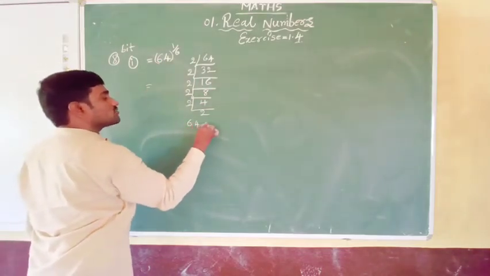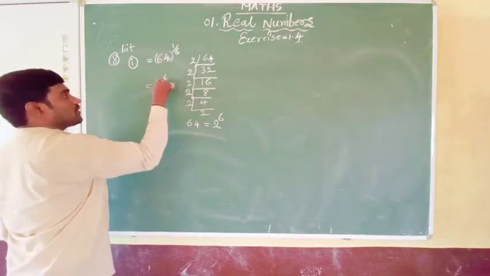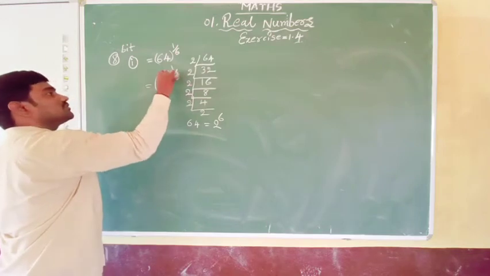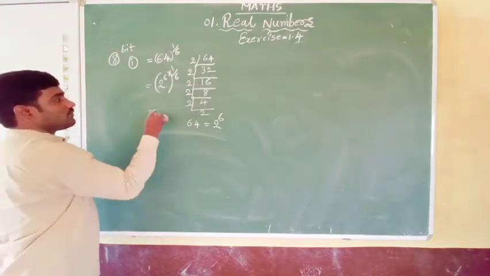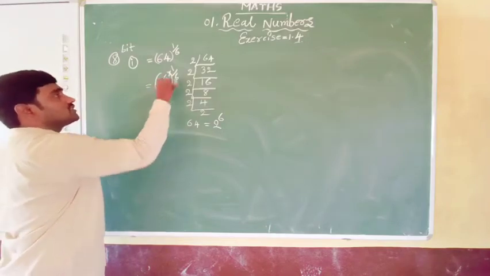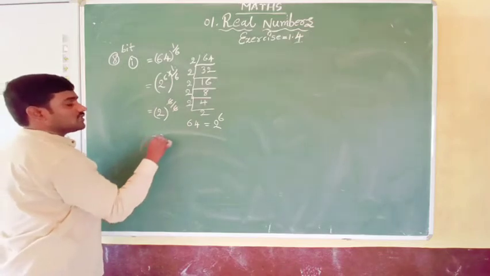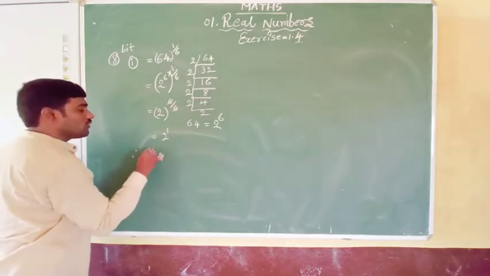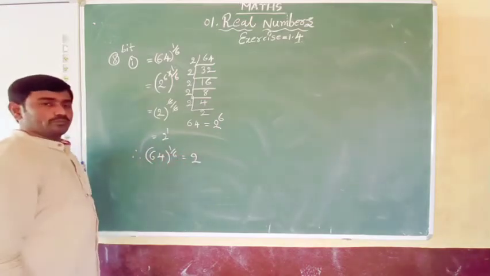This 64 we can express as 2 to the power of 6. So this 64 I will write as 2 to the power of 6. However, we have the power of 1 by 6. This bracket is nothing but a multiplication, no? So what you will get: 2 to the power of 6 into 1 by 6, that is 6 by 6, and this will get cancelled. 2 to the power of 1. Nothing but the value of 64 whole to the power of 1 by 6 is equal to 2.